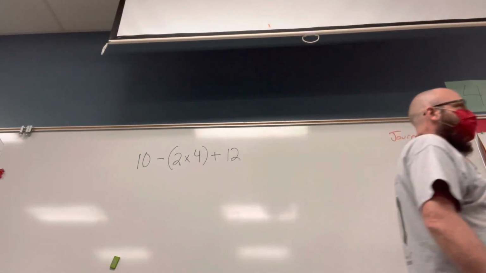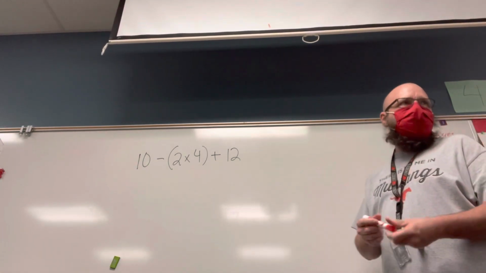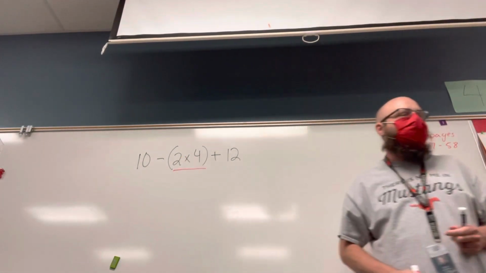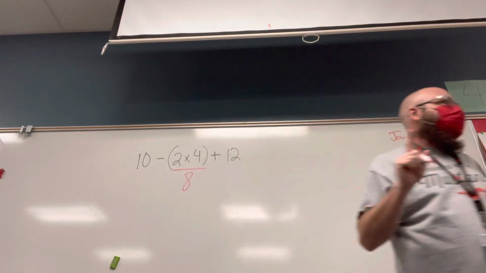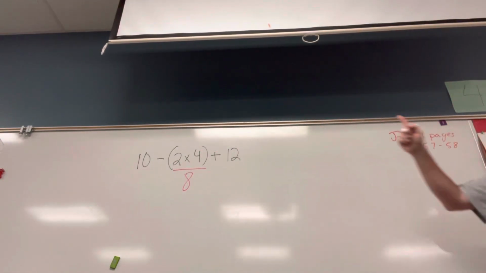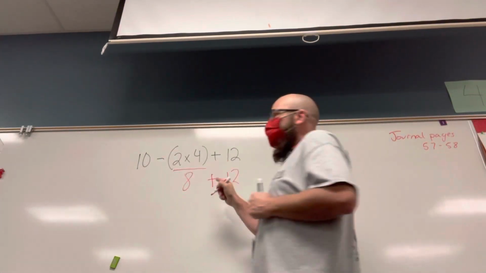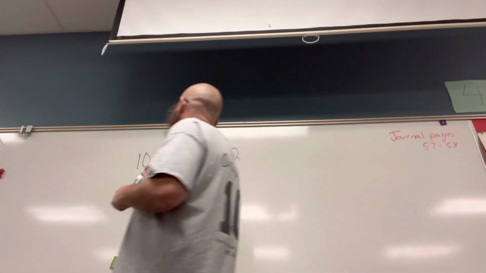So let's look at this problem. Cam-bam, are there any grouping symbols in this problem? Yes. And what is in the grouping symbol? 2 times 4. Cam-bam, what is 2 times 4? 8. Now I've done that portion of the problem. What I do next is I bring down everything that I have not used. I've not used my addition sign or my 12. I have not used my 10 or my subtraction sign.